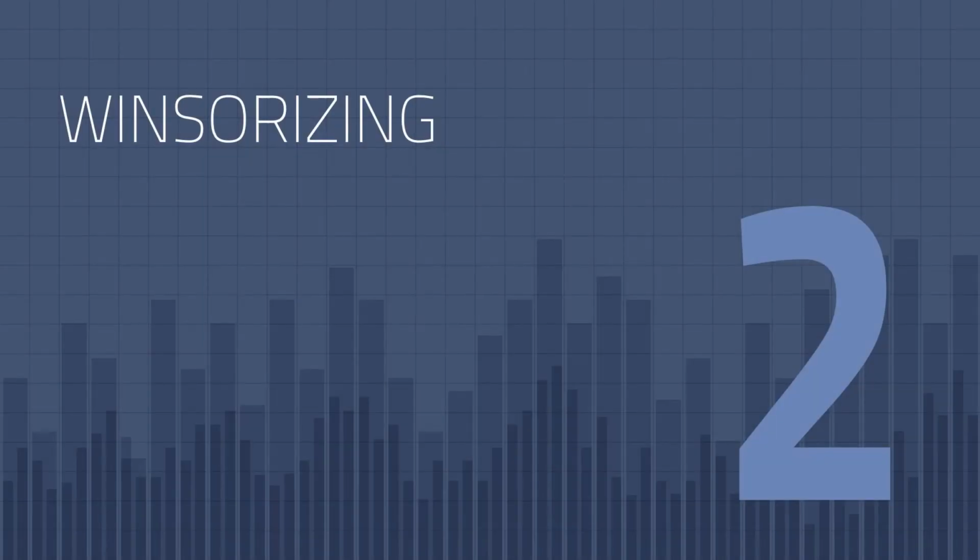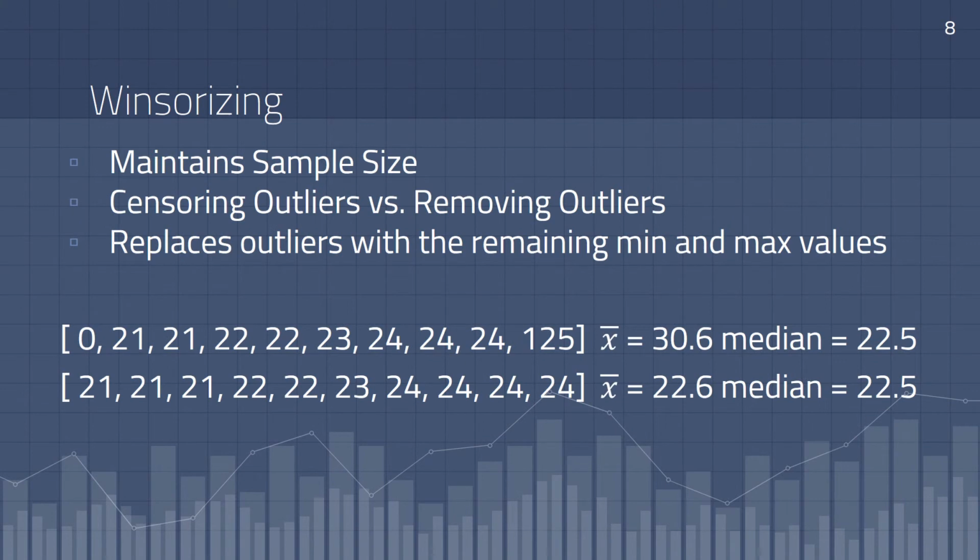The other option is Winsorizing. With Winsorizing, we keep the sample size the same, but instead of removing the outliers, we're going to do a kind of censoring effect on them. We're going to take 0 and 125, and we're going to replace them with the next minimum and maximum value. So we replace 0 with 21, and we replace 125 with 24, and then we'll see that our mean has been reduced as well again in this sample, but we're keeping our sample size relatively the same. Like I said, just more of a censoring effect versus the removing effect of truncating and trimming.